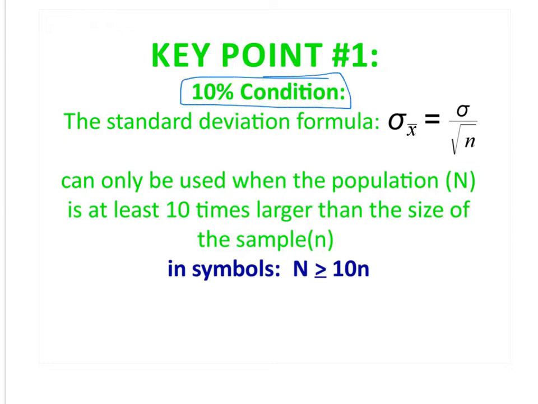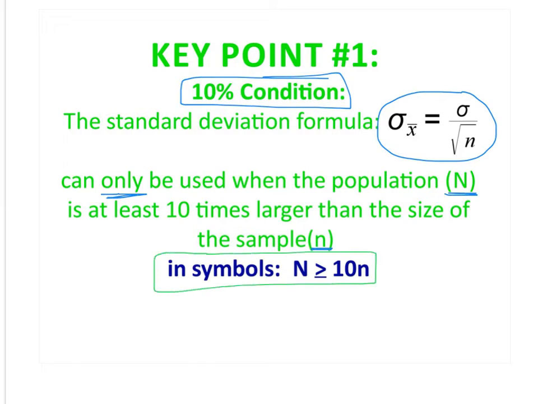The 10% condition says that the standard deviation formula of sigma of x bar equals sigma over the square root of n, so this formula, can only be used when the population, or capital N, is at least 10 times larger than the size of my sample, or lowercase n. So in symbols, it looks like this. The population is greater than or equal to 10 times my sample size.